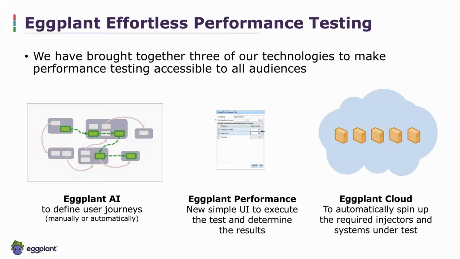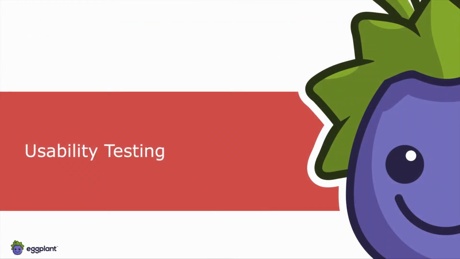What that will do at the back end, we use our Eggplant cloud infrastructure. That sets up all the concurrent virtual users, all the systems under test, all the injectors, runs all the tests, gives you real-time visualization of the responses, and then brings down all that infrastructure once the test is complete and gives you your summary view. So we'll see this in action coming up shortly. But the goal of the Eggplant effortless performance testing is to make it as simple as I've described here.